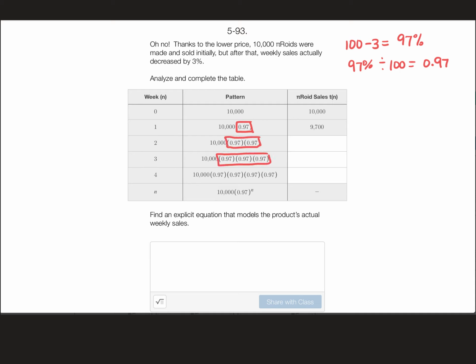Okay, so go ahead and see if you can fill in the 3 missing table values, and then we'll talk about the explicit equation. So you should get values that look a lot like what I have written there.